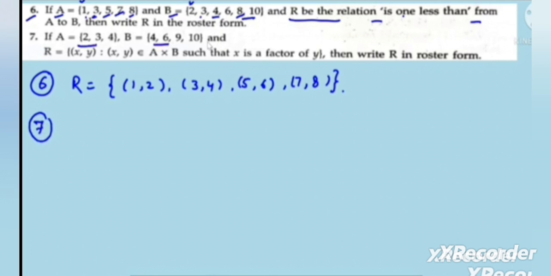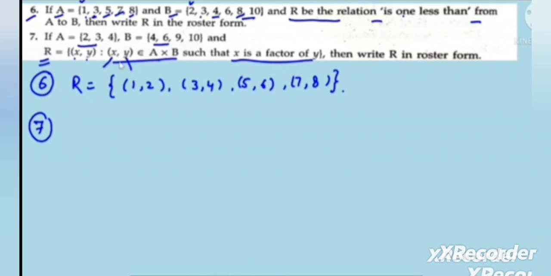Now in the next sum it's given that A and B are the sets. Relation R is given that (x, y) belongs to A cross B such that x is a factor of y. That means what? y is divisible by x. We have done this kind of sums before.